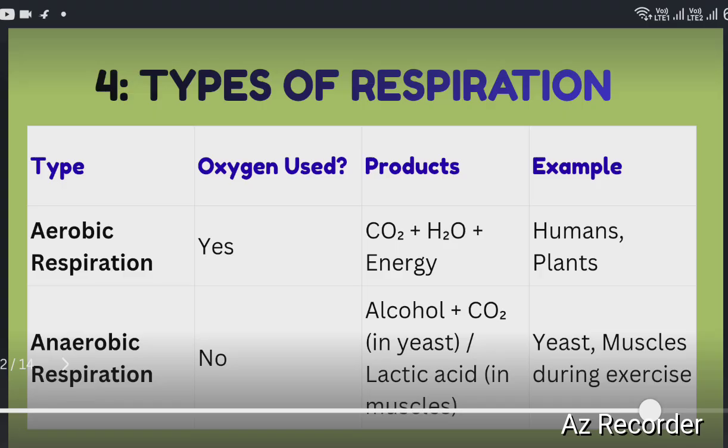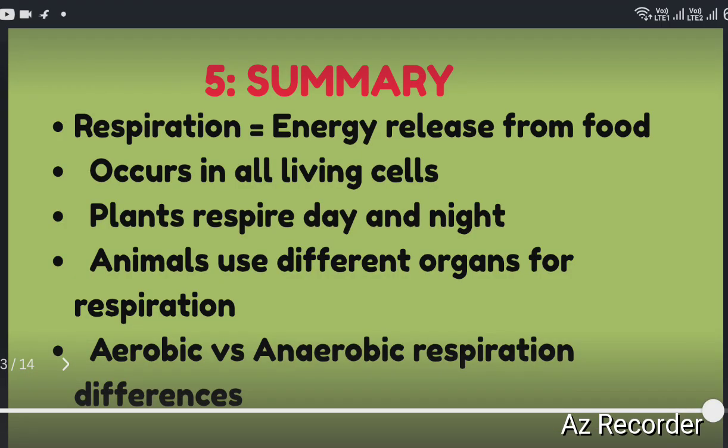And remember one thing: during heavy exercise, our muscles may not get enough oxygen. It gives a temporary anaerobic respiration. That is how lactic acid build-up occurs, and muscle cramps also occur in some situations during heavy exercise. That also mainly occurs in anaerobic conditions. And these are the types of respiration.